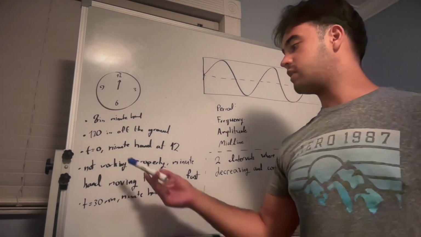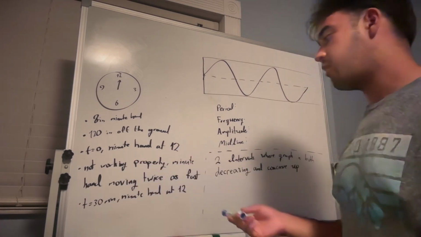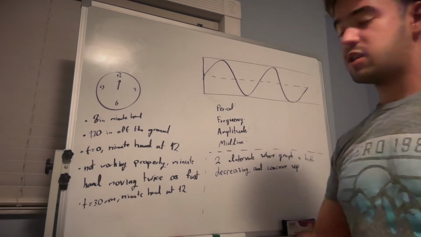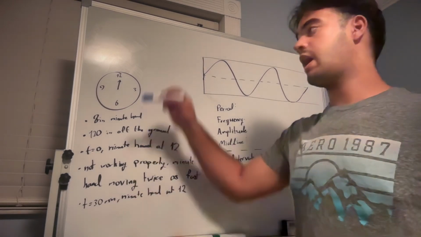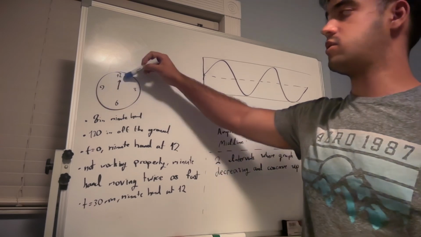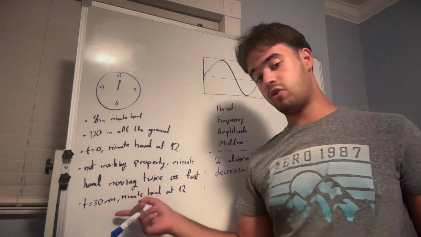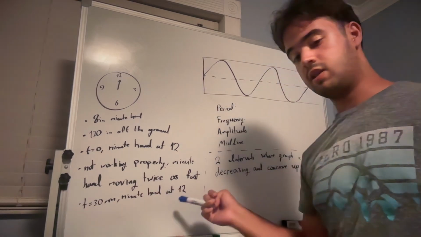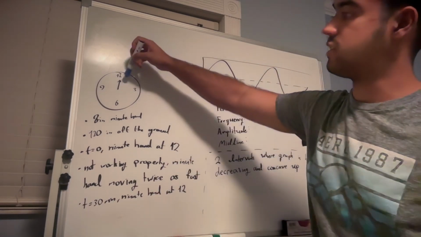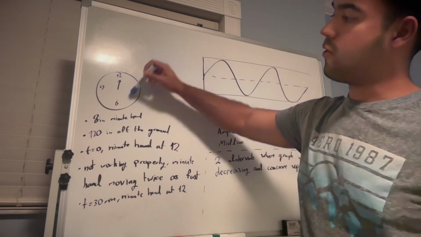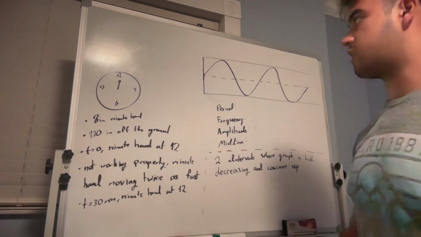We also have to note that the minute hand is not working properly, which means that it's moving twice as fast as it normally should. Now a minute hand typically takes 60 minutes to go around the clock once, but this means that at time equals 30 minutes, the minute hand is at 12 again. So instead of 60 minutes, it took 30 minutes, which made it twice as fast.